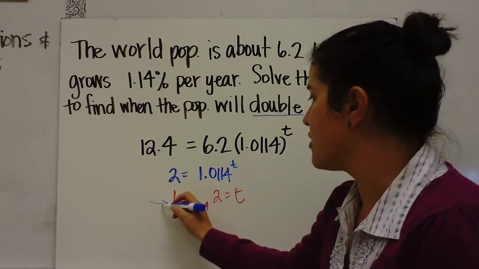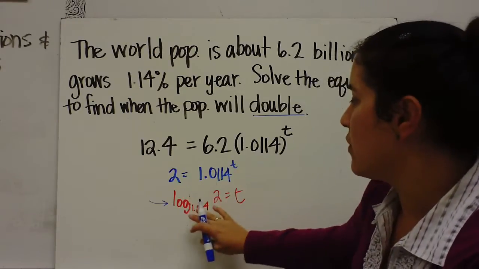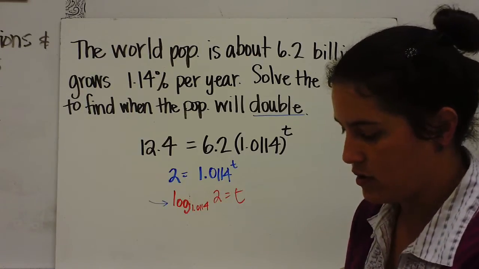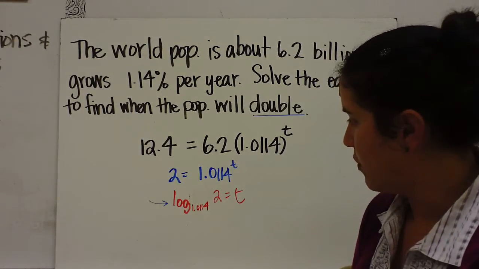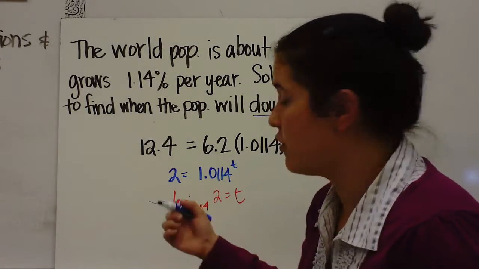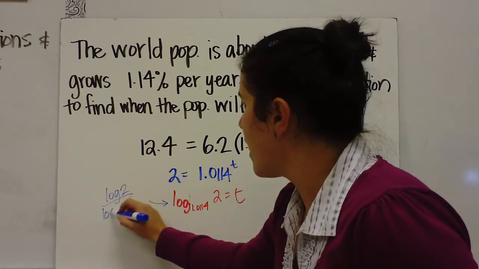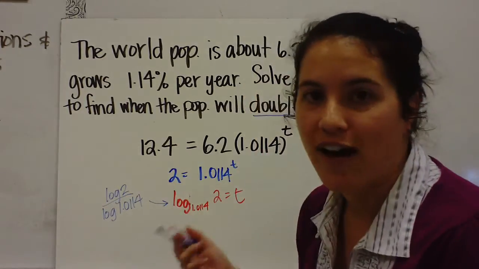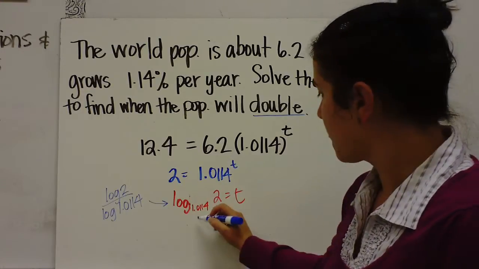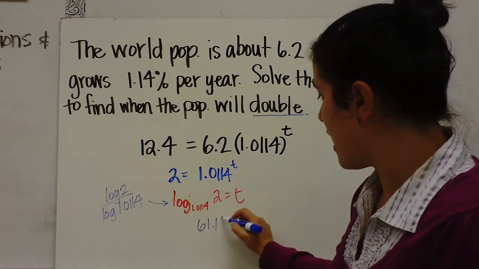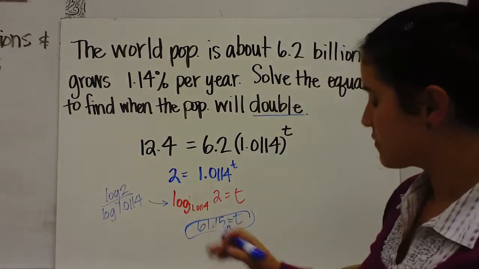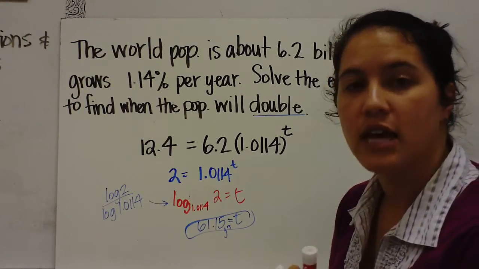Now to type this in your calculator, remember we had that conversation about do you type in the big number or the biggest value, and you're going to divide. You're going to type in the log of 2 divided by log of 1.0114. Whenever you don't have base 10, you can divide it. We can manipulate the calculator so we can get the answer. And this says T is going to be 61.15 years. All right? 61.1483. So that's how many years it will take to double the population.